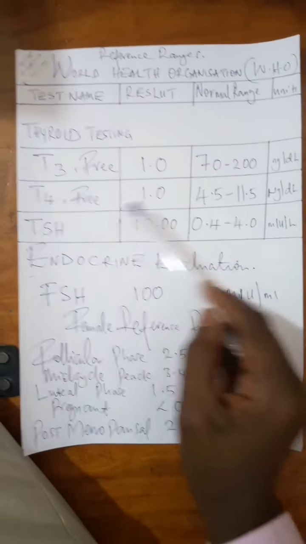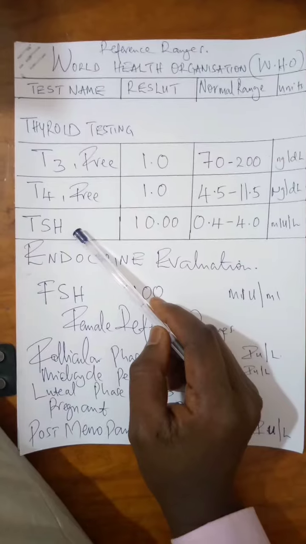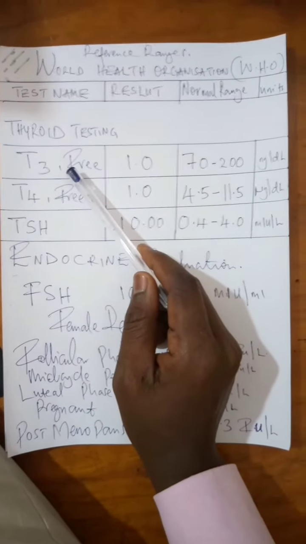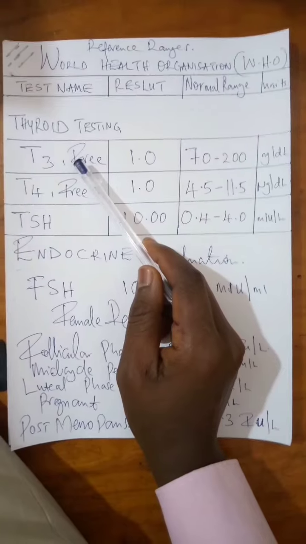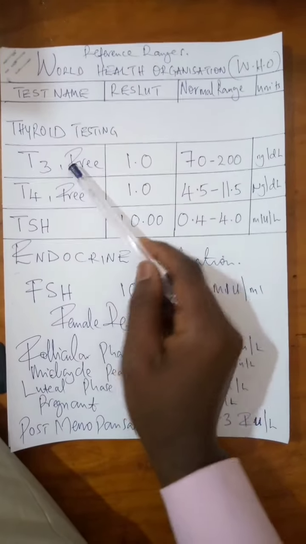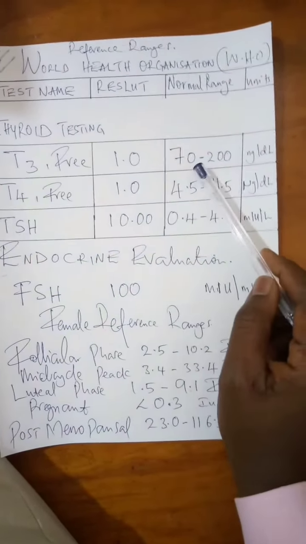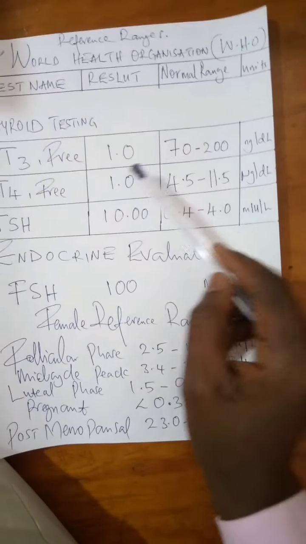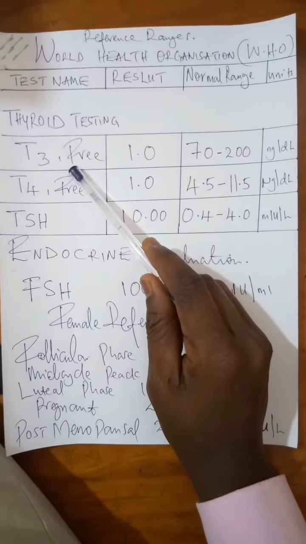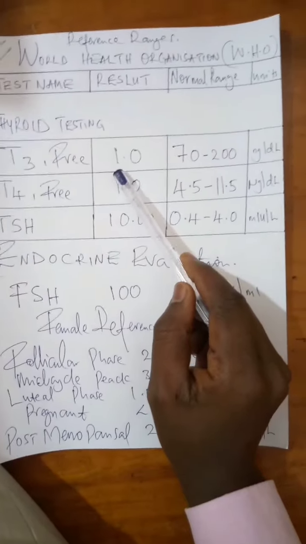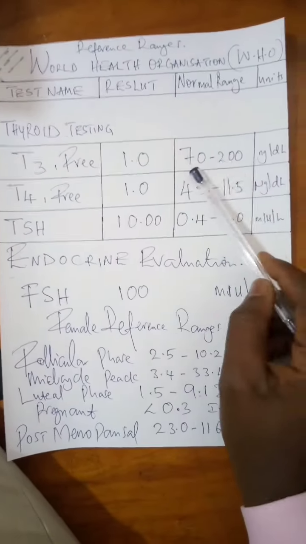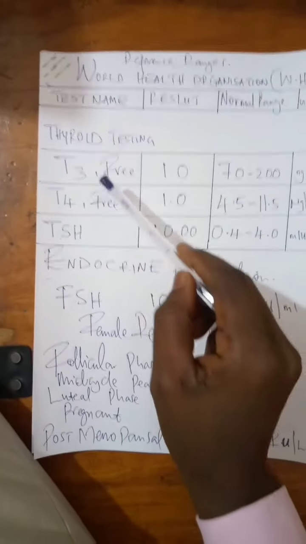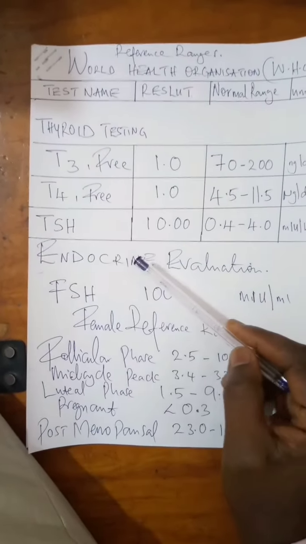Let me repeat. The report simply means that your brain is sending TSH to your thyroid gland, but the thyroid gland is not responding. It is underperforming. It is under-responding. And instead of releasing normal levels of T3, which are supposed to be 70 to 200, it is releasing T3 in levels of 1.0 instead of 70 to 200. This means that there's a problem. The thyroid gland is not responding to the effects of TSH.